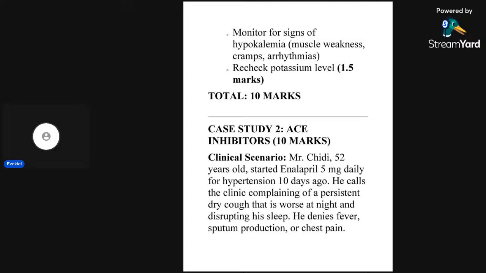So Mr. Chidi, 52 years, started enalapril. Now, enalapril is an example of ACE inhibitors. When I taught it in class, I told you that they prevent the conversion of angiotensin 1 to angiotensin 2. They therefore inhibit the angiotensin converting enzymes.